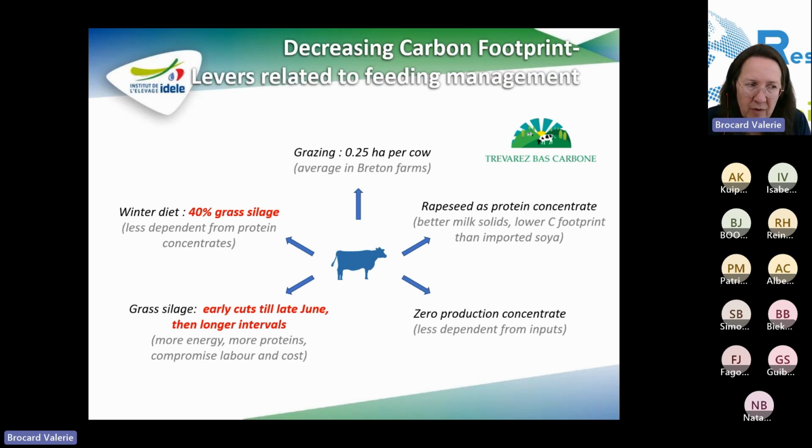We could still perform early cuts, but the yields would be very low and mean a lot of labor for the farmers, and the production cost of the grass silage between June and November is too high. So for this lever, it's a compromise between labor, cost, quality of the forage, and protein self-sufficiency and carbon footprint.